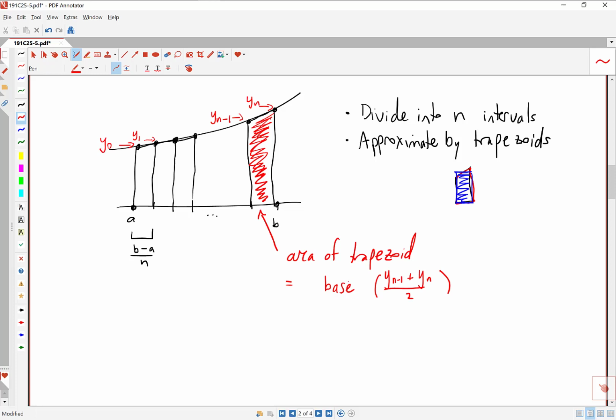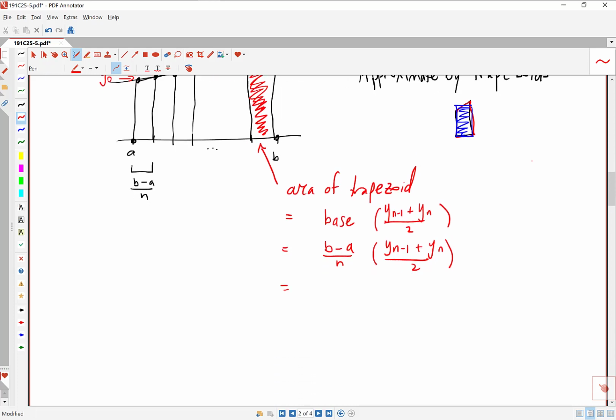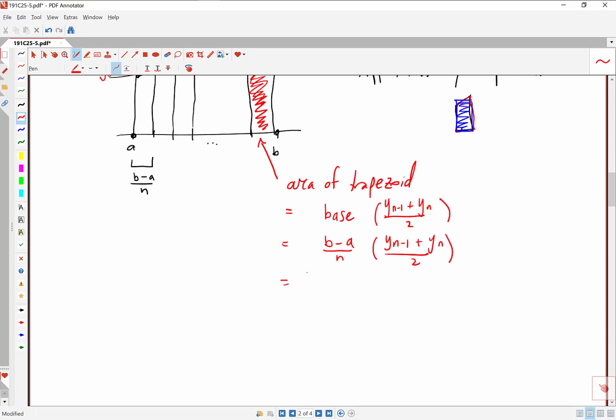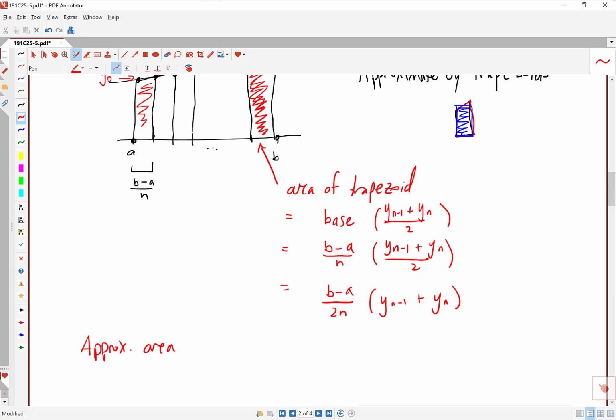So let's see if we can clean up this formula a little bit. We've said that the base is going to have length b minus a over n. So we've got b minus a over n times y sub n minus 1 plus y sub n, all over 2. And what we'll typically do is just bring that over 2 out in front and make it b minus a over 2n times y sub n minus 1 plus y sub n.